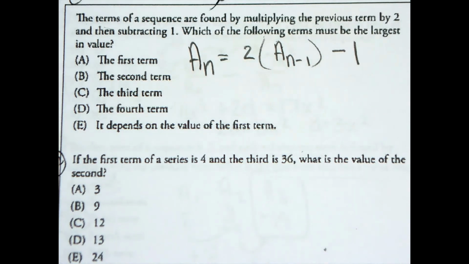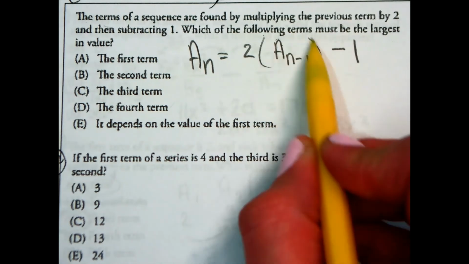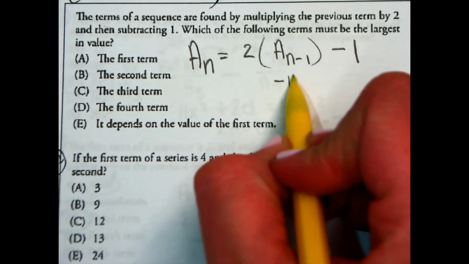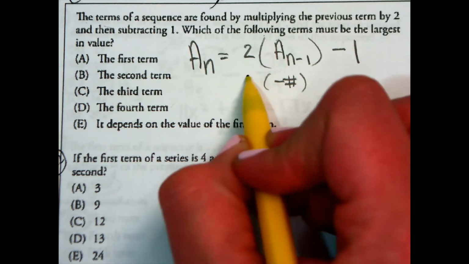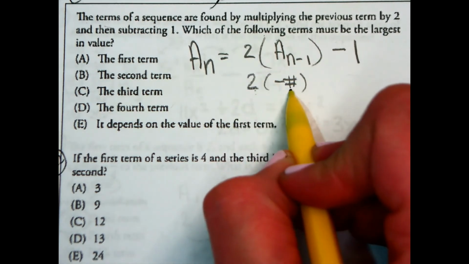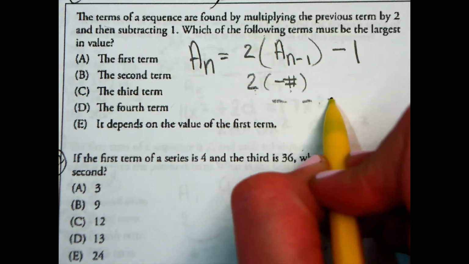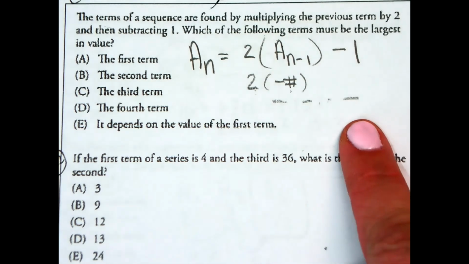Okay, well, let's say that our first term is negative. So if we're working with a negative number here, whatever it is, and this is positive, a positive number times a negative number gives a more negative number. And then I'm going to subtract again. So my answer is just going to keep getting more and more negative.